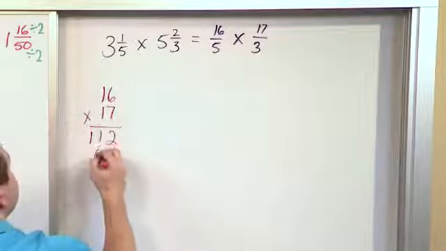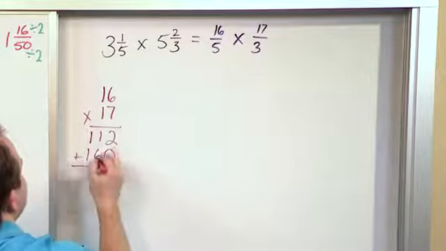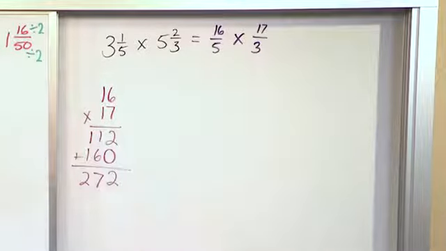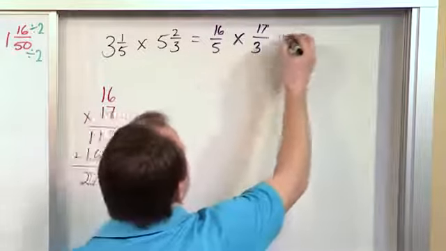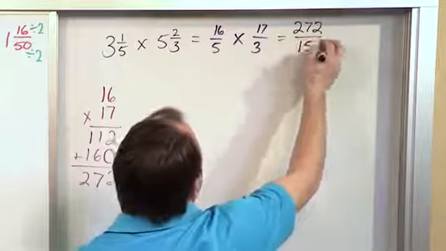1 times 6 is 6, 1 times 1 is 1. And now I add these together. This will be a 2, this will be a 7, this will be a 2. So the answer is 272. So whenever I go over here, 16 times 17 is 272, and the bottom 5 times 3 gives me 15.